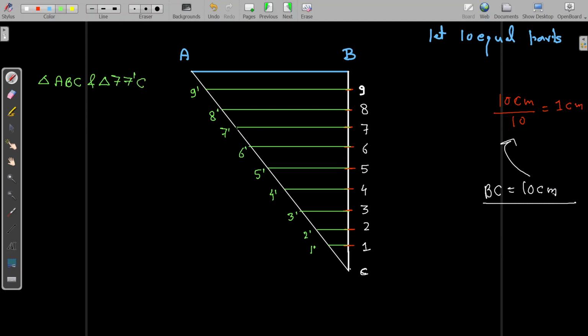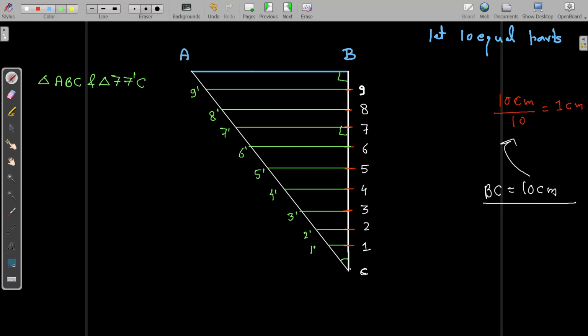You can easily see these two triangles are similar triangles. Why? Because in both of these triangles, one angle is 90 degrees, and the second angle is equal for both. This angle is the same, and similarly, this angle in ABC is the same. So these two triangles are similar triangles.